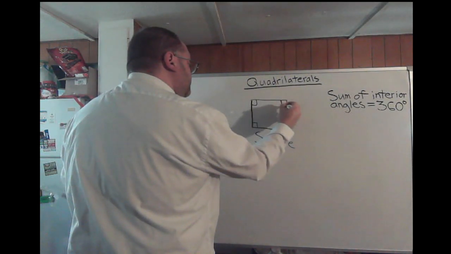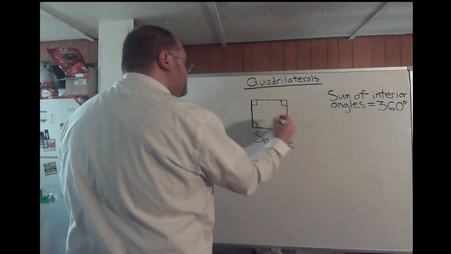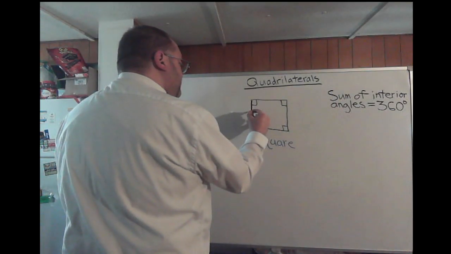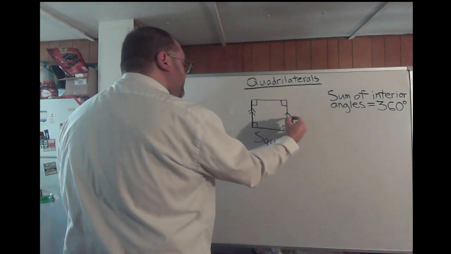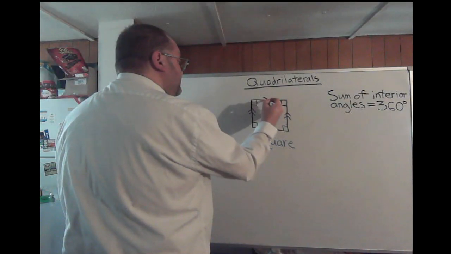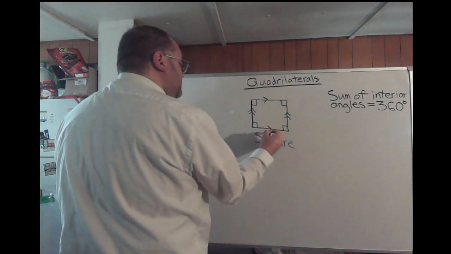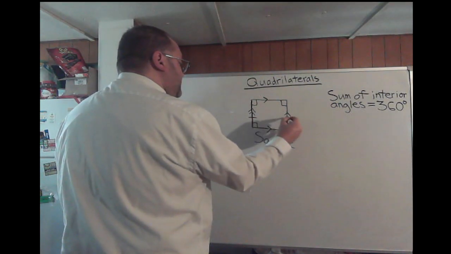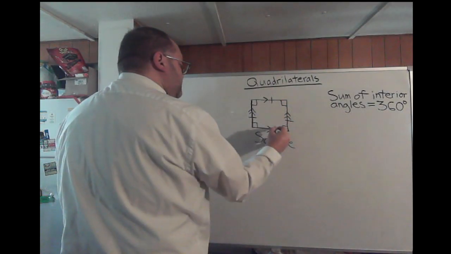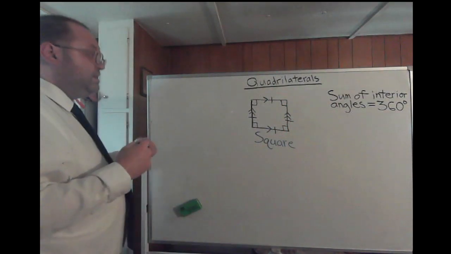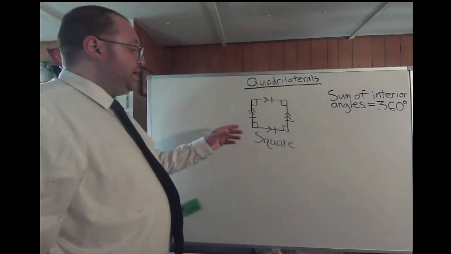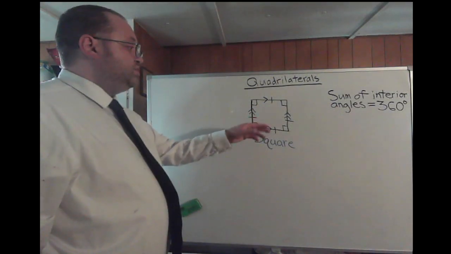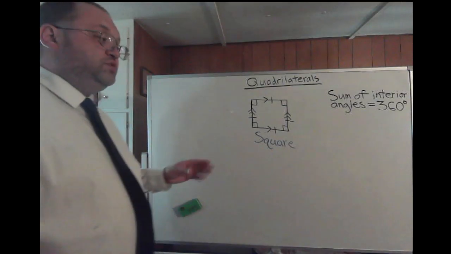So all the angles in a square are right angles. Both pairs of opposite sides are still parallel to each other, because it's a parallelogram and it's actually a rhombus too. But all four sides in a square are congruent to each other. So I set up the congruency markers and the parallel markers.